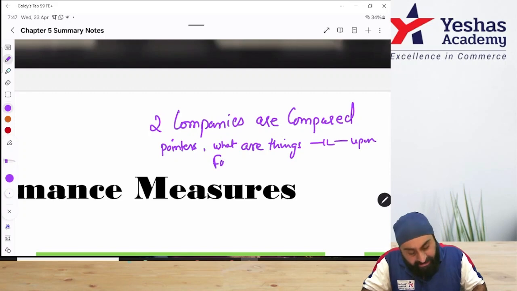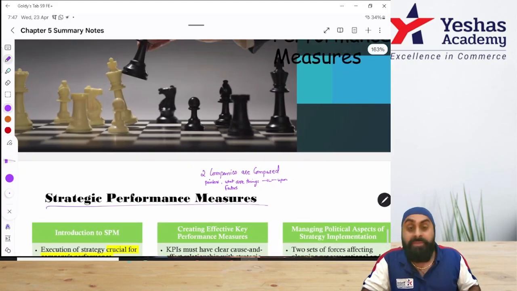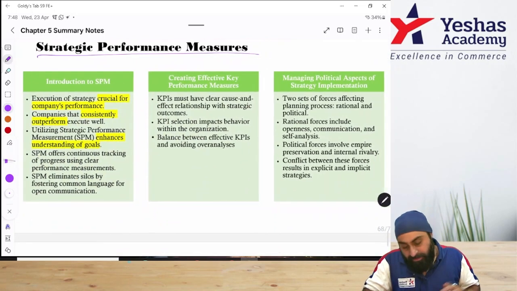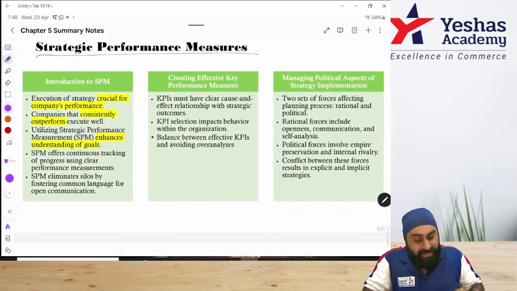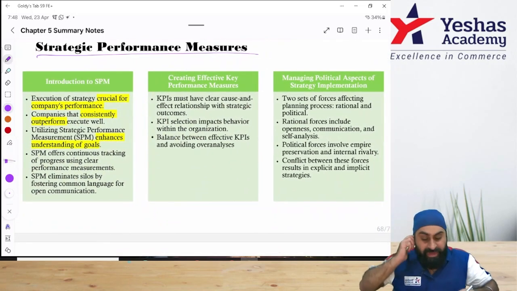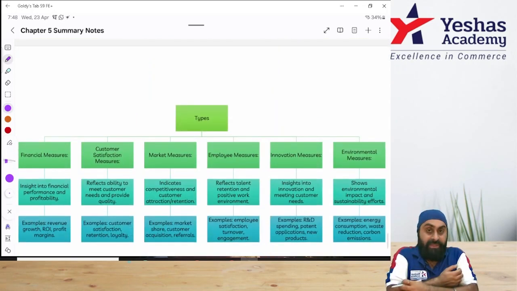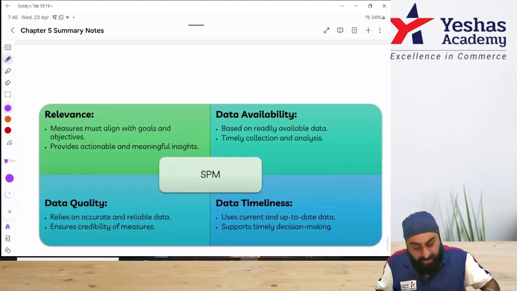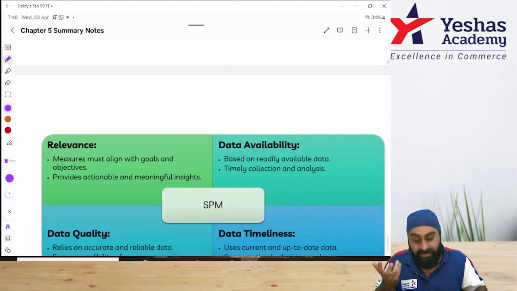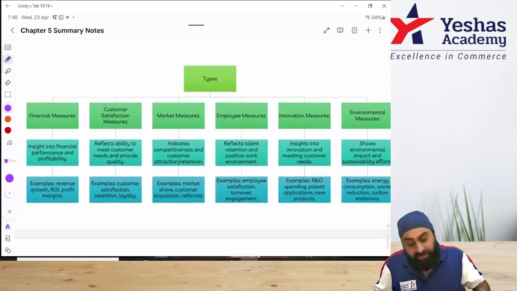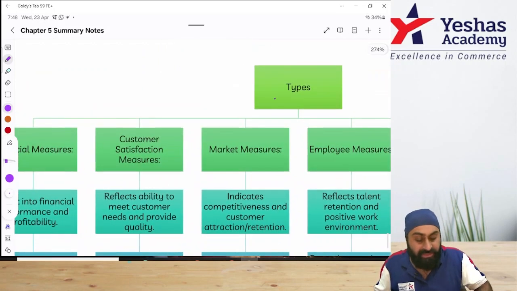Those factors are nothing but strategic performance. Now, I will directly jump to the next part of the category. This is just an introduction to the topic, but the main topic starts here. I want you to focus on these three slides rather than that particular slide. The first one I have on the list is called the types.